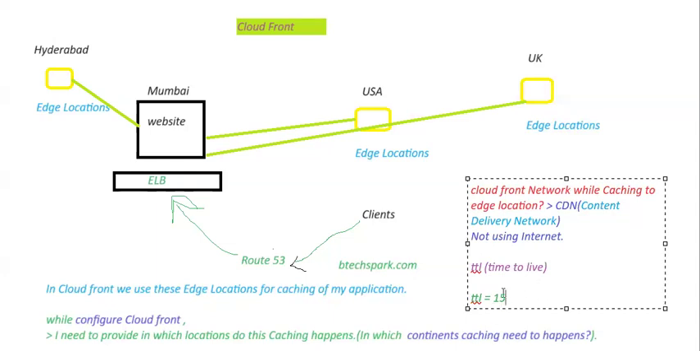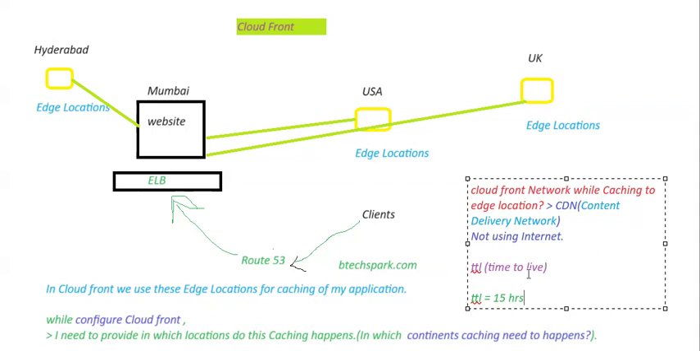So for every 15 hours, whatever application is present in the Mumbai region is cached at the USA region, UK region, and Hyderabad region. This TTL indicates the total time my content is live at the cache location. So after every TTL hours, caching of my application happens again.